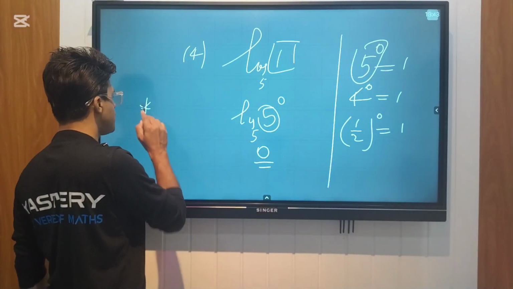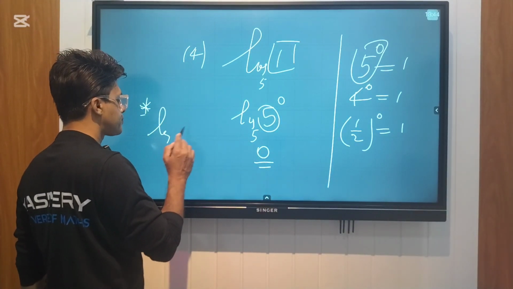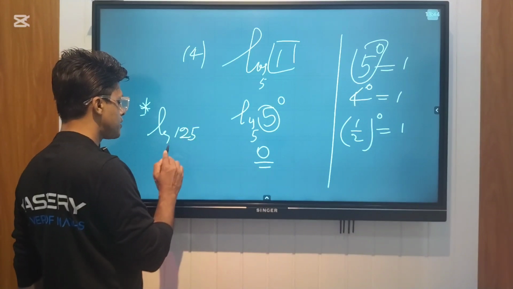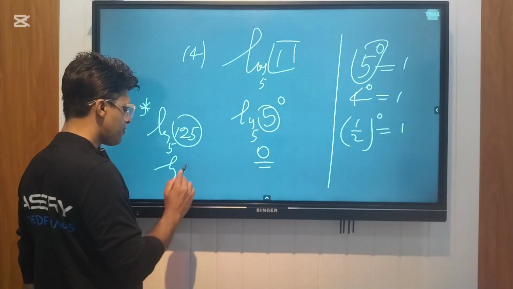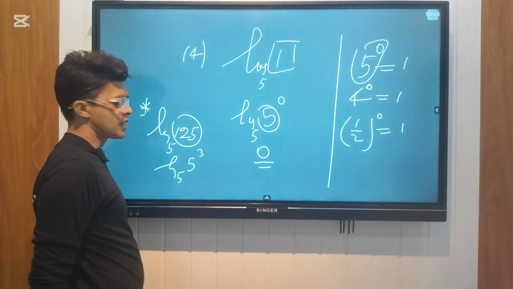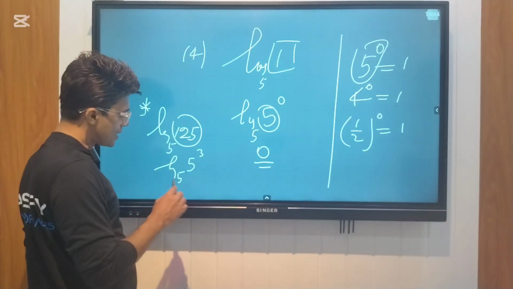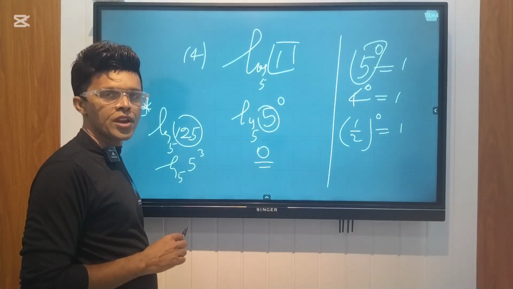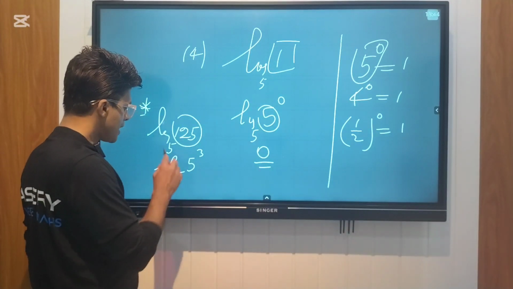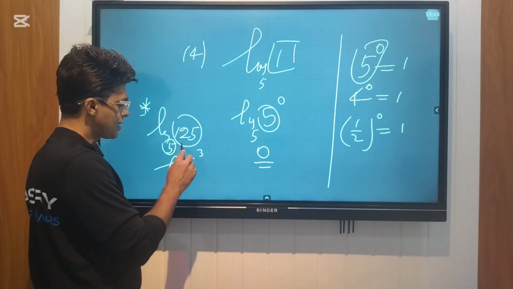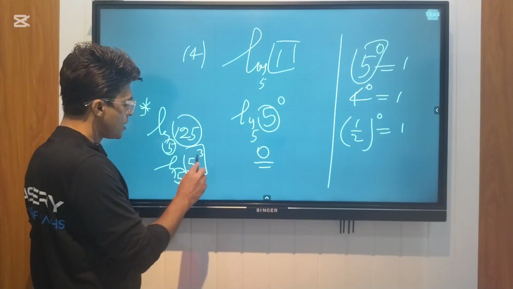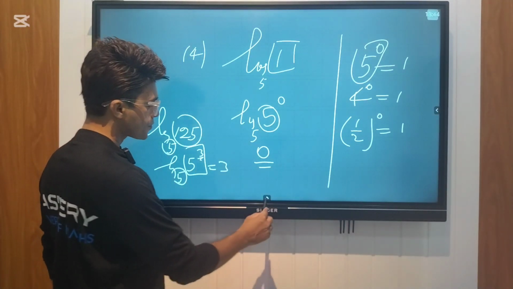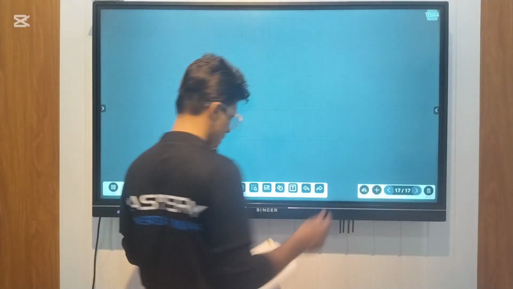Just to think of this type, log 125 to base 5. How do you do this type? Then this 125 also can be written as 5 to the power 3, as a power of 5. The reason for writing 125 as a power of 5 is that the base is 5. Now the answer is 3. Okay. So next question.